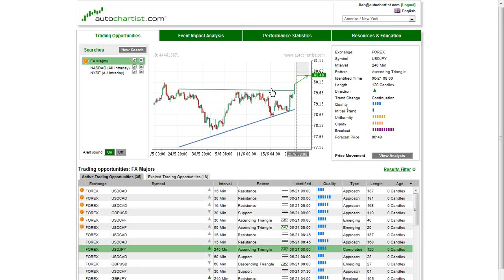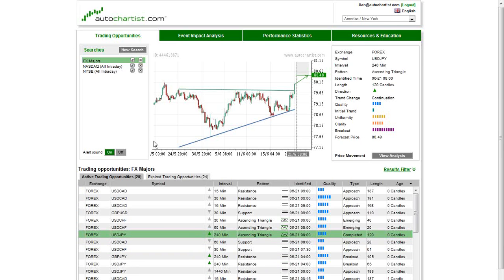So what does Autochartist do? It gives you a support line, a resistance line, an indication of the visual quality of the opportunity, as well as a forecast price. Now, on the left-hand side, I kind of switched. I kind of went straight into an opportunity itself, right? An example itself. But let's actually have a look at some of the different sections within the Autochartist application.